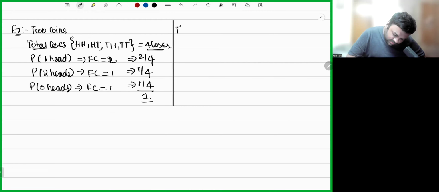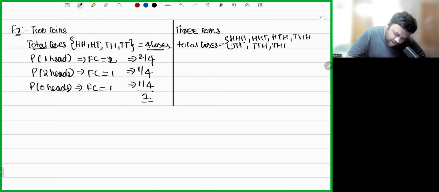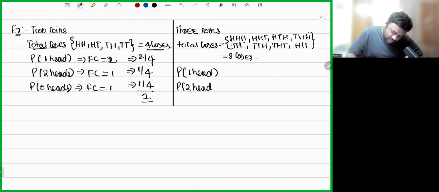I'm tossing 3 coins. What are the total cases if you toss 3 coins? Head, head, head. Head, head, tail. Head, tail, head. Tail, head, head. Tail, tail, tail. Tail, tail, head. Tail, head, tail. Head, tail, tail. Total 8 cases. I'm asking what is the probability of one head? Exactly one head. Exactly two heads. Exactly 3 heads. And exactly 0 heads.